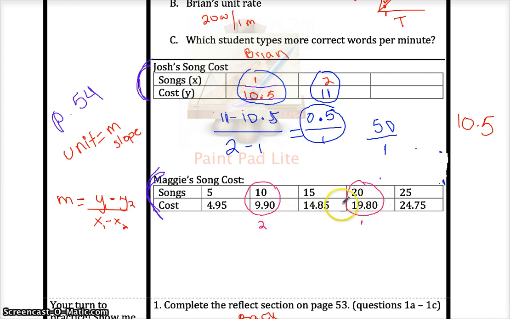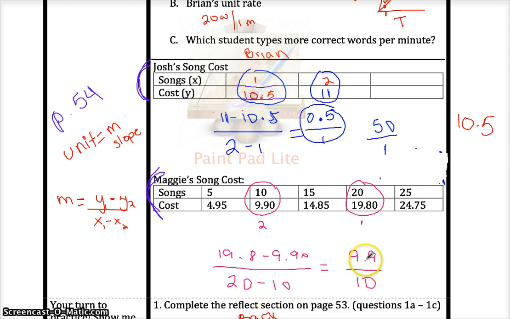So my y from this first coordinate is 19.80, so 19.8. And I'm subtracting my y from the second coordinate, which is 9.9. And then I need to put all of this over my x's, and whichever coordinate I used first for the y's, I have to use first for my x's. So I'm going to do 20 take away 10, and then I just need to solve. So 19.8 take away 9.9 is actually 9.9. So 9.9, and all of this is over 20 take away 10 is 10.